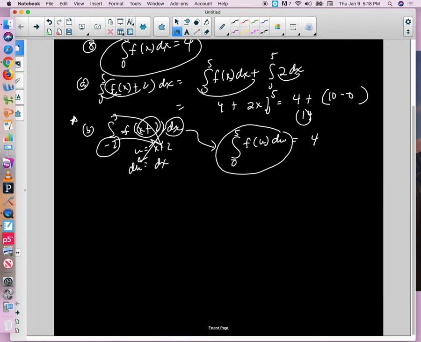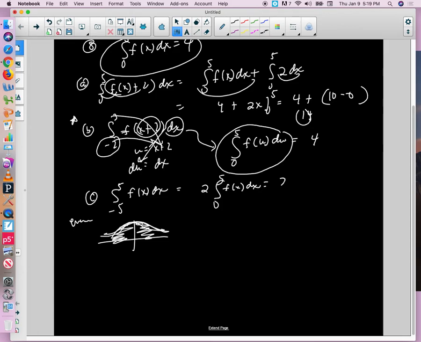C, if I'm going from negative 5 to 5 of f of x dx, if it's even, like we talked about in class today, I could double it from 0 to 5. We don't know what the function looks like, but if it's evenly dispersed over the axis, like whatever happens here also happens here, and so I could double my answer. So I have 2 times 4, which is 8. And D, if it's odd, the answer was 0, because if you go from something that's odd and you go from negative 5 to 5, it cancels out, and your answer is 0.